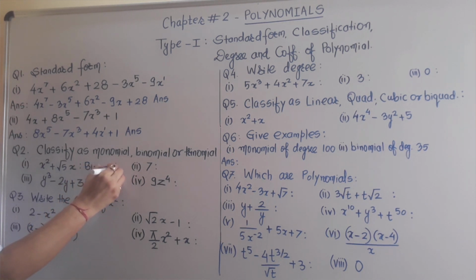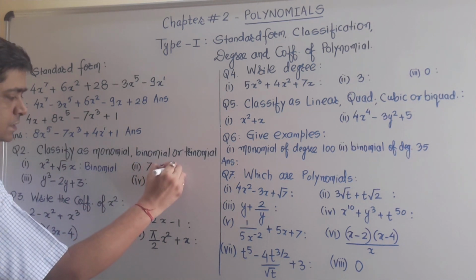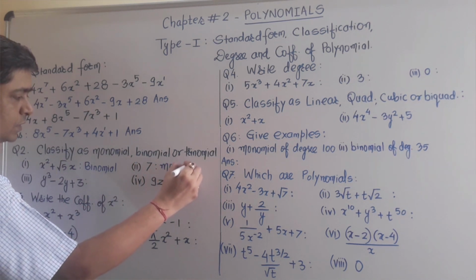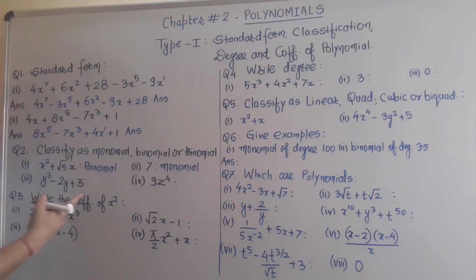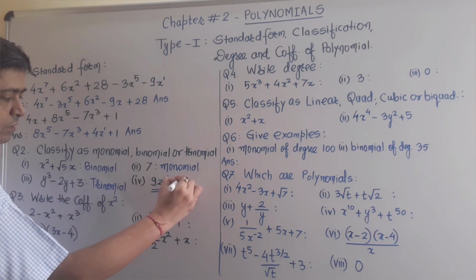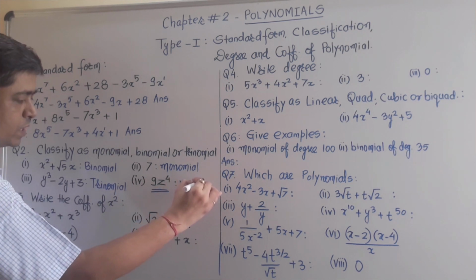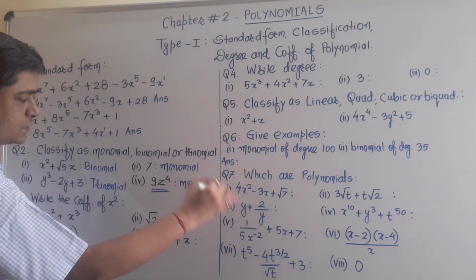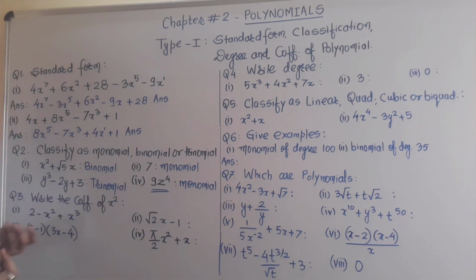Similarly, in the second part you observe only one term is there, so the answer is monomial. Then the third one, observe how many terms are there? 1, 2, 3. So this answer will be trinomial. And the last one again is one term only, so the answer will also be monomial. So easily we can find monomial, binomial and trinomial.